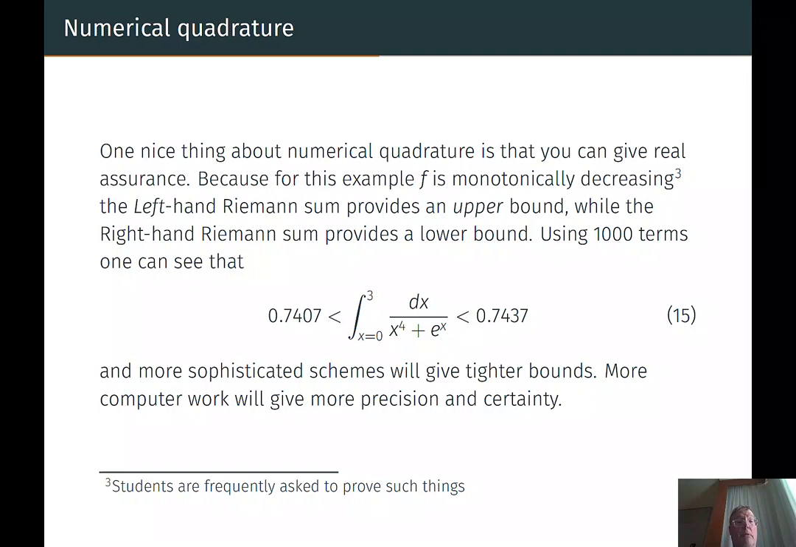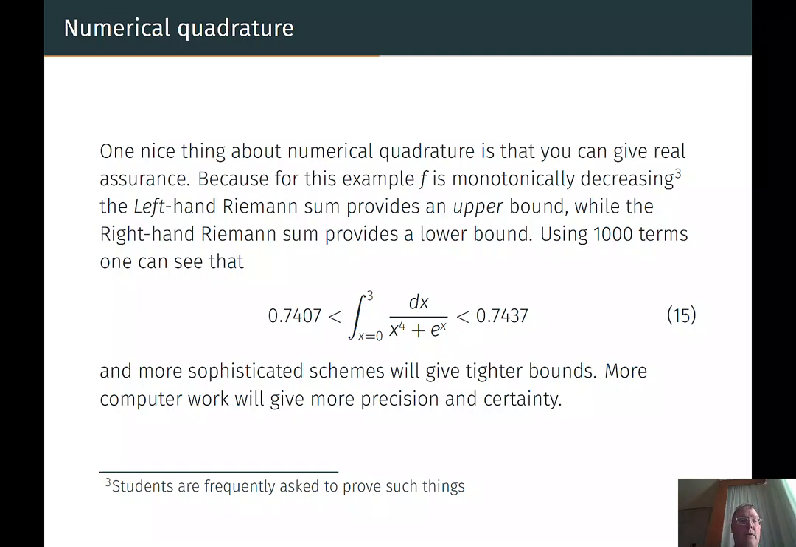And one nice thing about numerical quadrature is you can give real assurance that you really got the right answer and there's no fooling around. Because for this example, the function is monotonically decreasing, it goes down at the left, and as x increases, the function f continues to decrease. Then the left-hand Riemann sum provides an upper bound on the area, while the right-hand Riemann sum provides a lower bound, and I'll show you a picture of that in a minute.